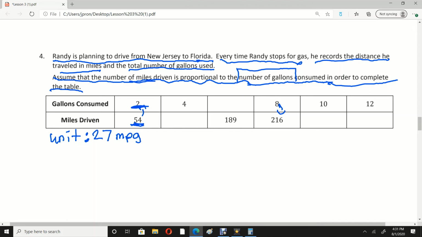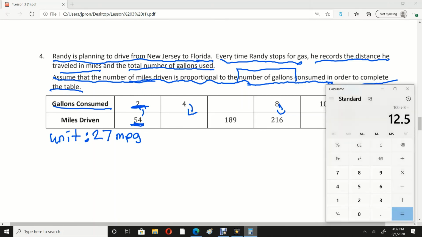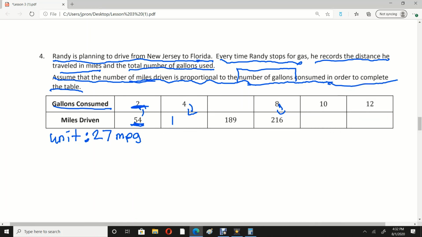So based on that, if he uses 4 gallons of gas, I should say, because gallons consumed was 4, how far did he go? Well, you can take out your handy calculator, multiply the miles per gallon times the gallons used, and that means he traveled 108 miles. Very good. You multiplied that. You know how to do multiplication. Very good.